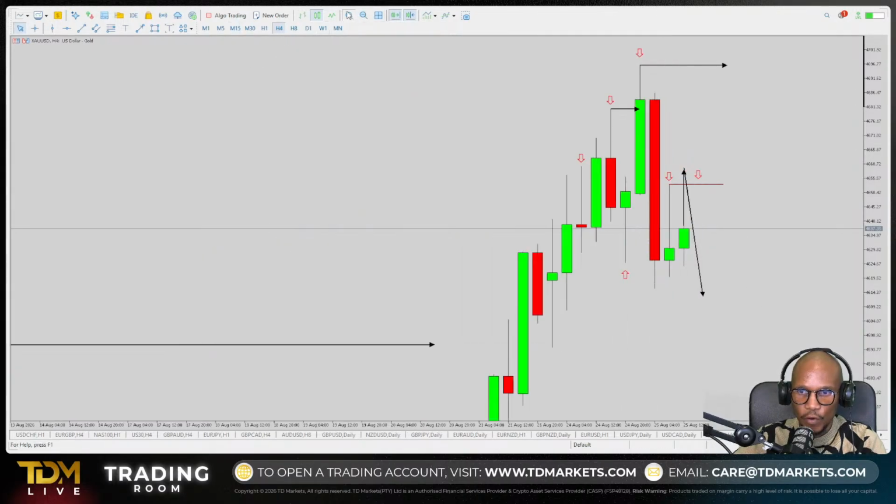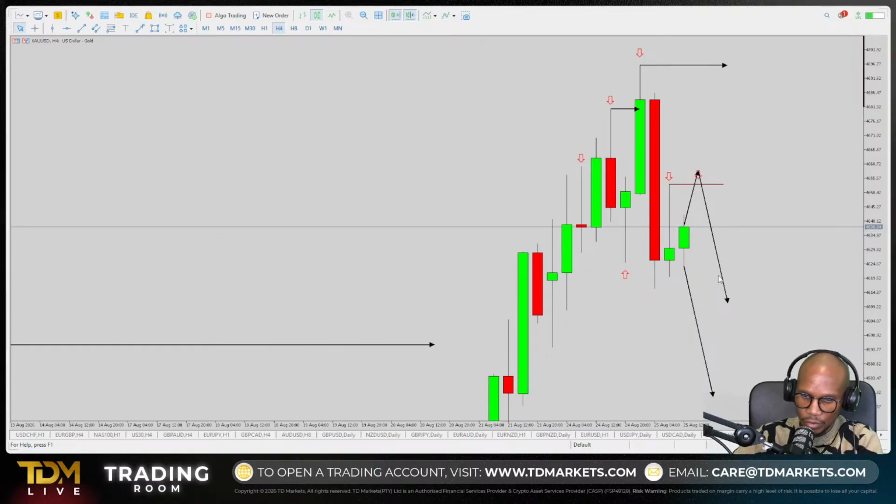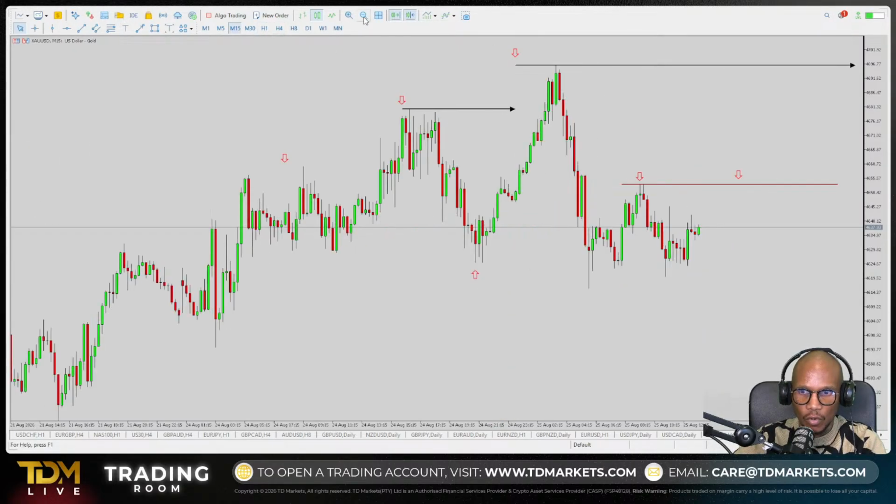On the 4 hour, price can still drop, because we already have that high. But there's a possibility we can tap this high again one more time. So that will be the update there on gold.